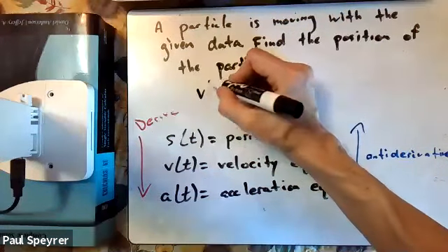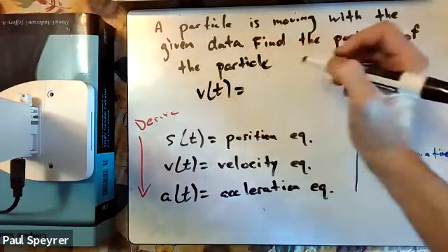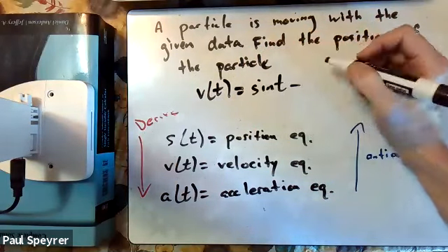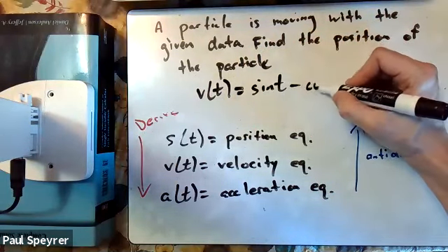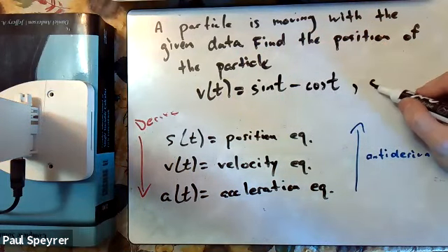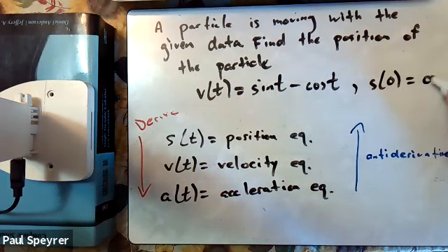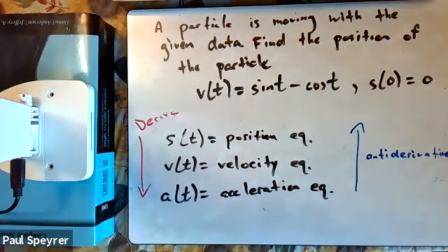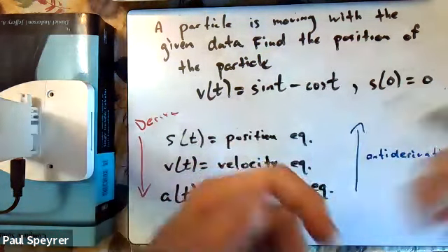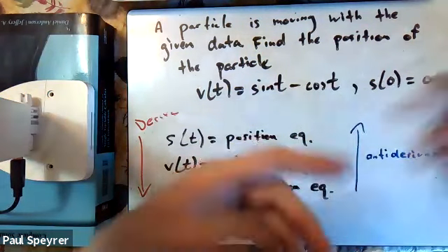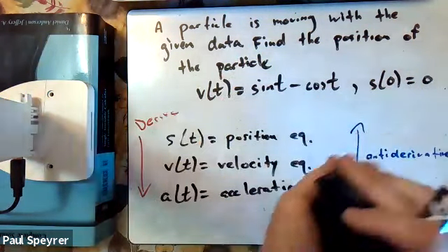So we have v of t, let's start with this one right here. We have v of t equals sine of t minus cosine of t. And they give us this piece of data right here. Find what the position equation is going to be. Because remember, these equations are changing at every single instant. What's the position going to be at t equals 0 seconds, if you want to look at it like that?